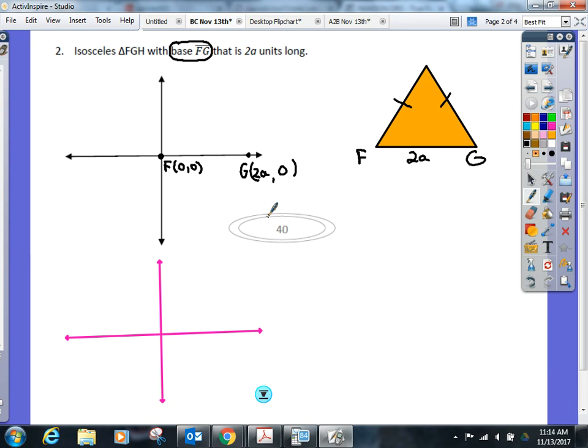All right, we still got one more point, which is what? H. All right? I can't put H anywhere I want. It's got to be what type of triangle? Isosceles. So where do you think is a good place to put H? Probably not right here on the x-axis, right? Because that's not really going to form a triangle. All right, but remember, wherever I put H, those two sides have to be the same distance. Okay? So where should I put H up here?